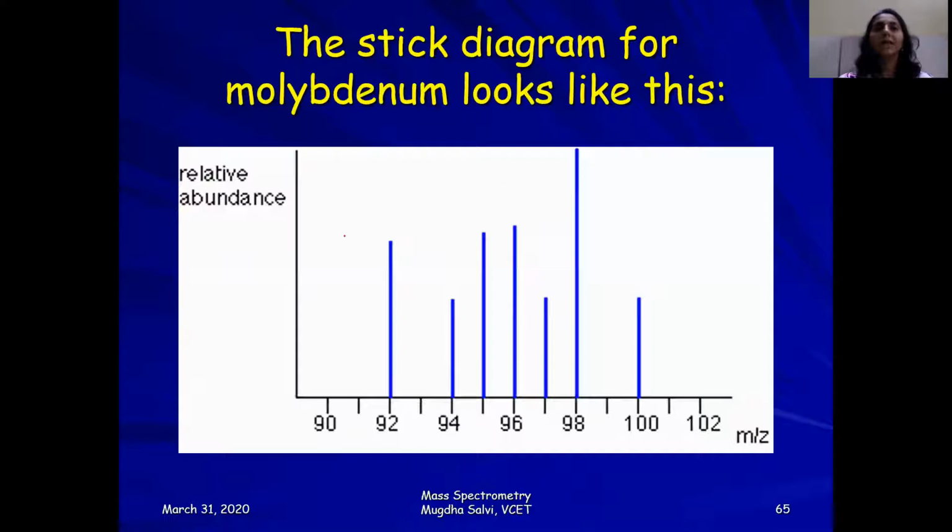See, this is a stick diagram and it is of molybdenum. Since molybdenum has many isotopes, you can see various lines here.